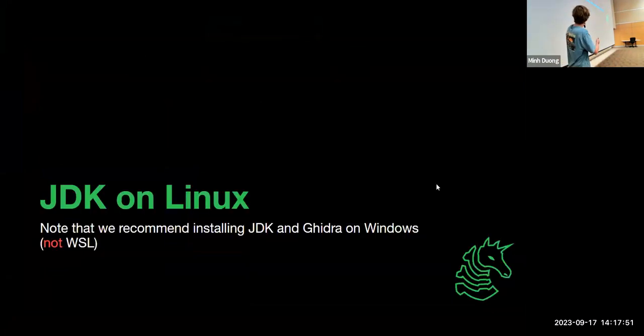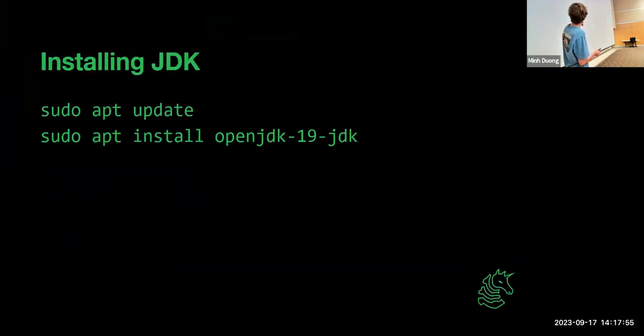On to the next slide. On Linux, it's going to be even simpler. You're just going to install OpenJDK 19 through apt. If you're using something else, just replace apt with yum, or whatever NixOS is, or your favorite package manager. It should be roughly equivalent.